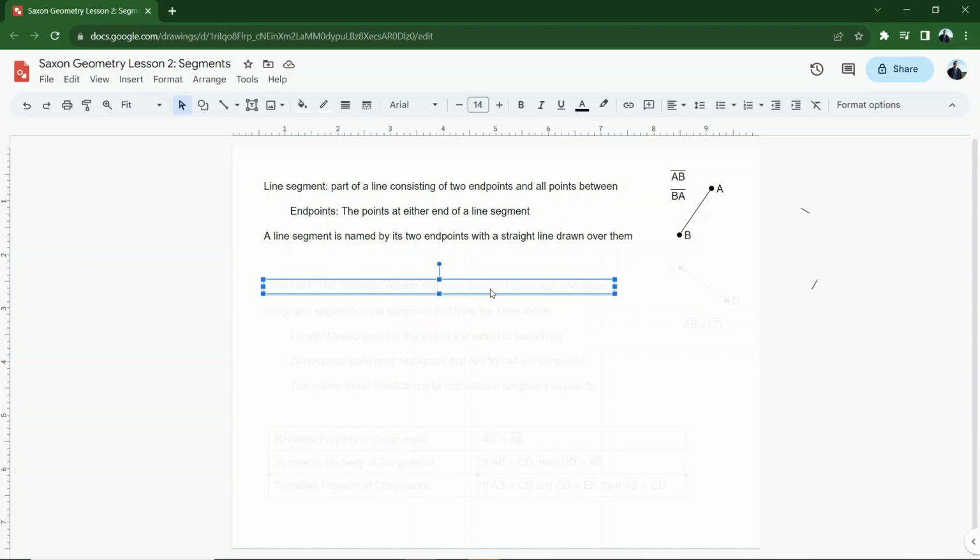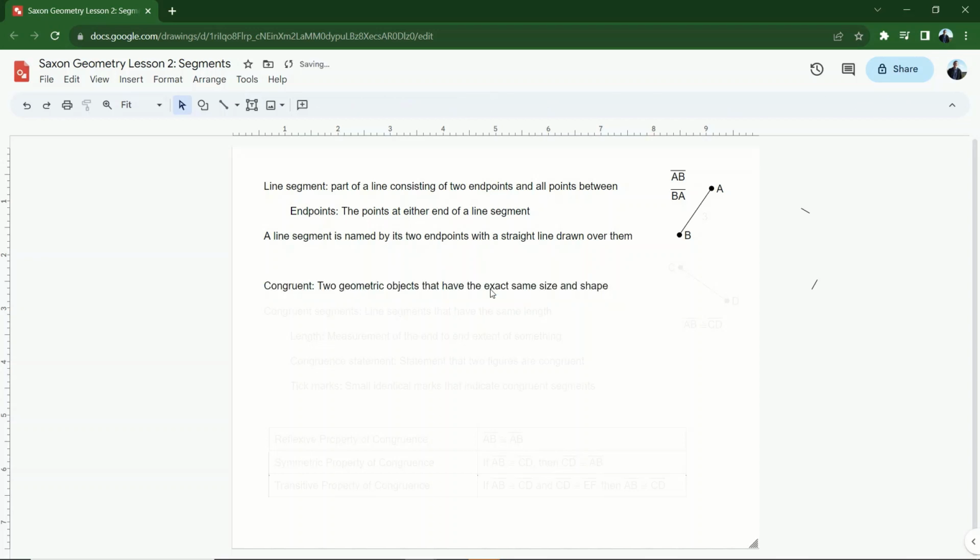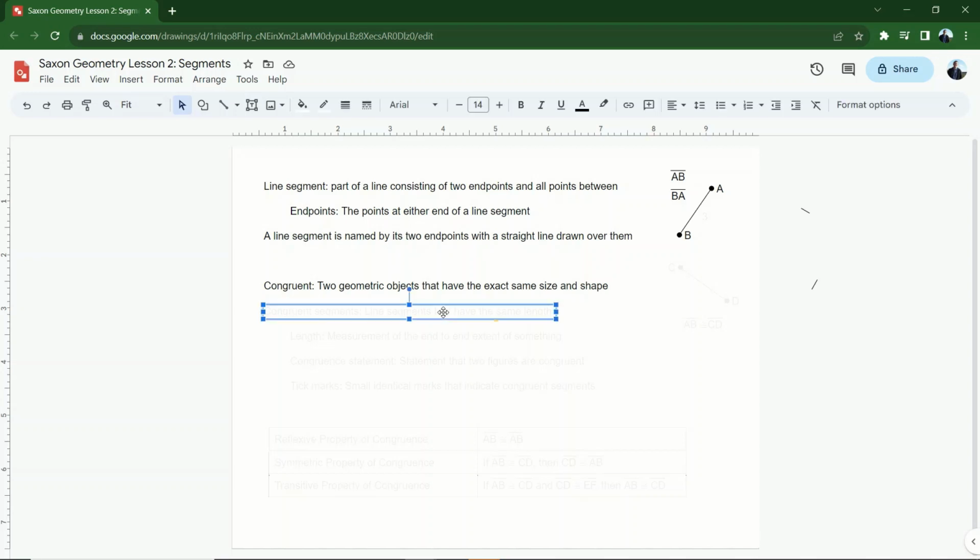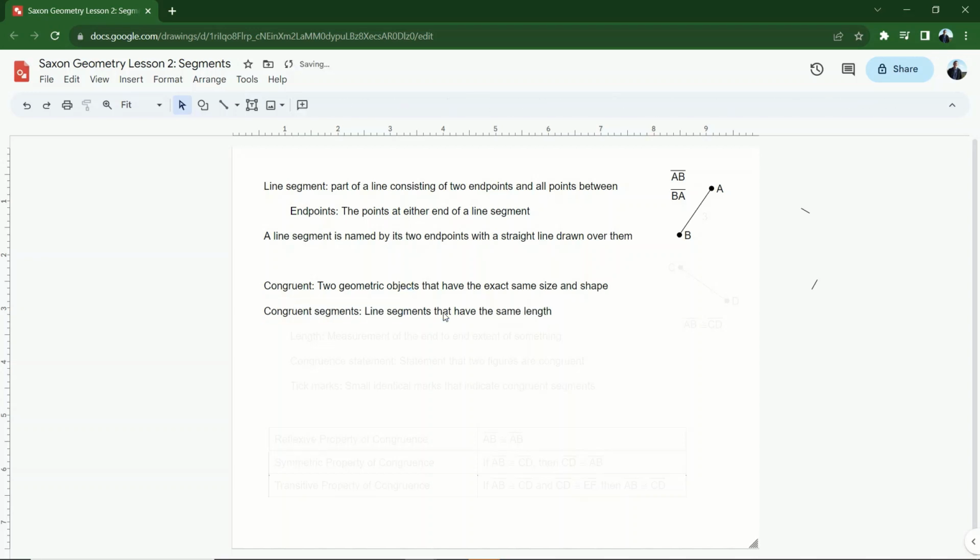Okay, so let's continue. We're going to talk about the word congruent next, and then we're going to talk about congruency in connection with line segments. Two geometric objects are congruent if they have the exact same size and shape. With line segments, this is easy because line segments don't really have a shape other than that they're a line segment. They're a one-dimensional object with two endpoints. Okay, so I don't have to worry about the shape of a line segment when considering congruency. Congruent segments are simply, it's enough that they are both line segments. And as long as they have the same length, they're congruent.